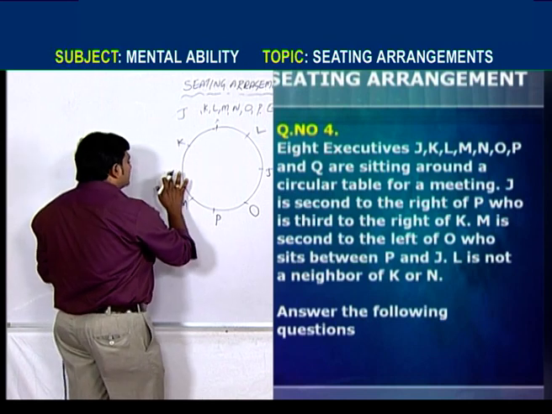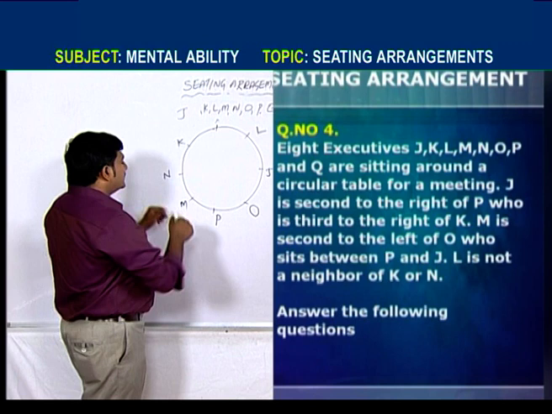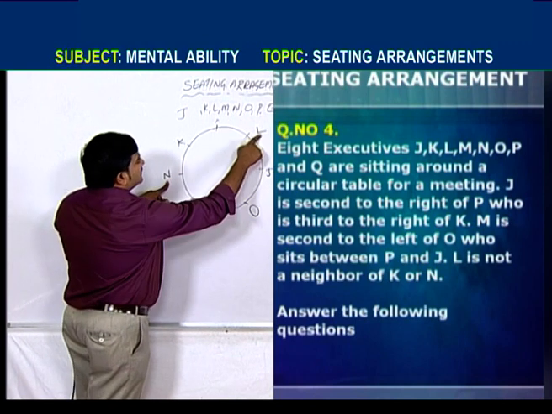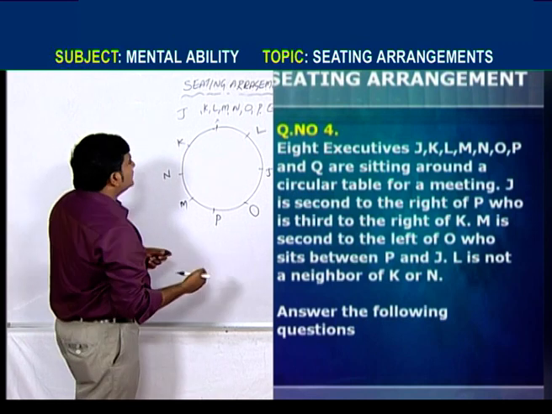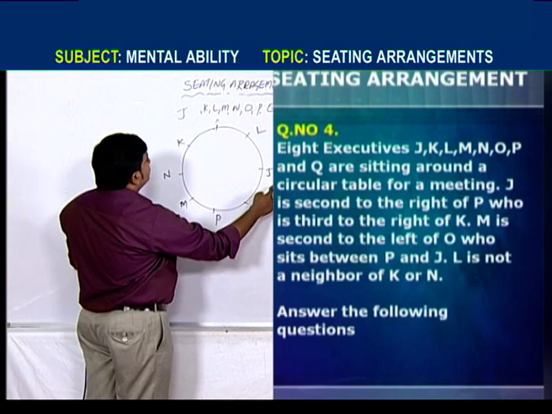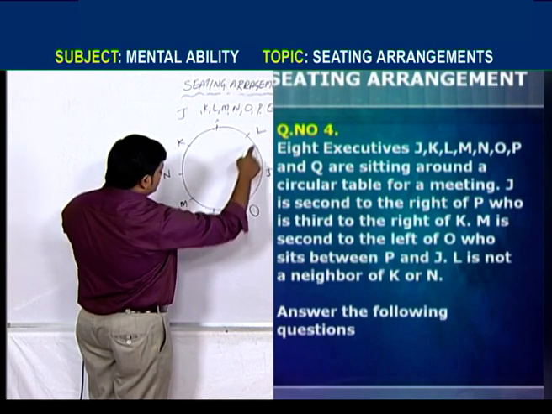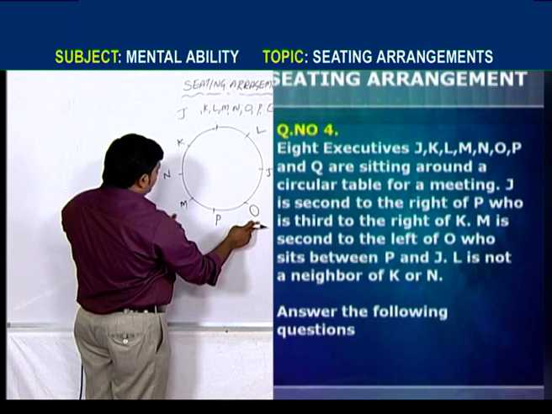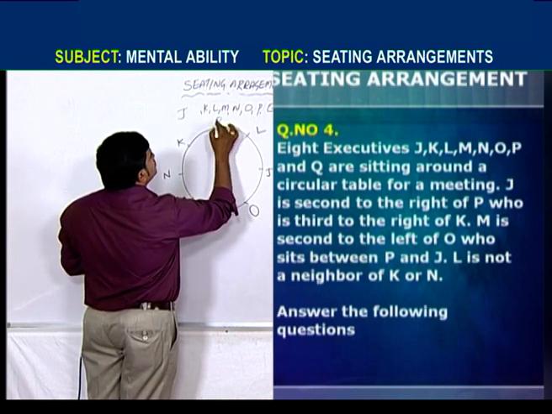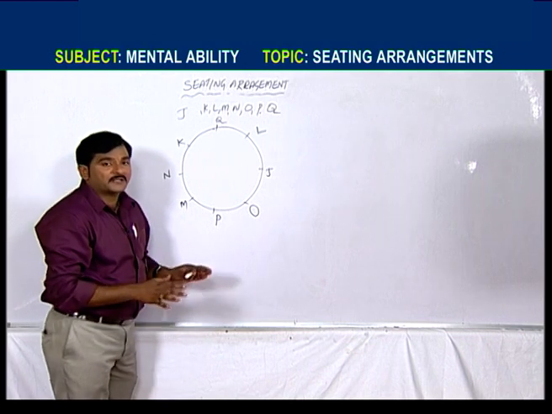That's why this position must be whose position? N's position. If N is sitting here, yes, L is not the neighbor of N, and similarly L is not the neighbor of K. Now who is left here? J. J filled, K filled, L also finished, M finished, P finished, next N finished, N, O, P. Therefore this is Q's position. This is the final arrangement of the given objects.